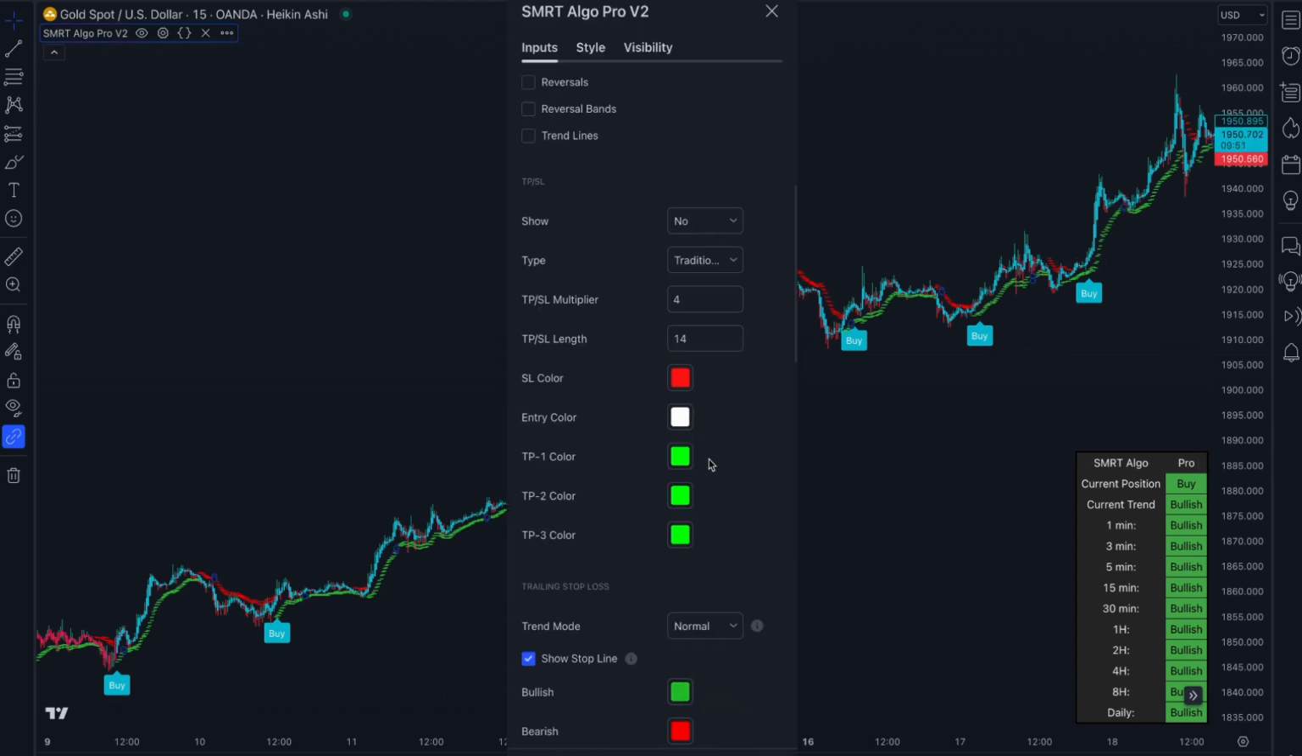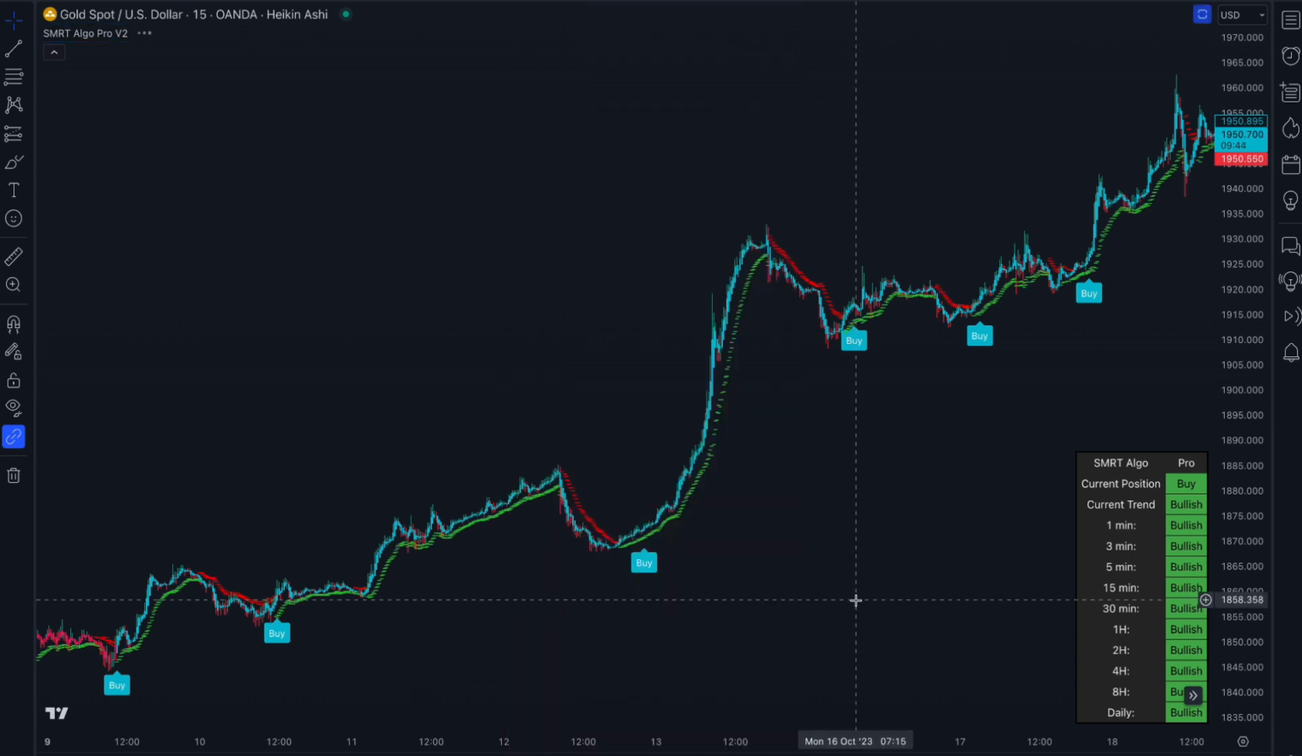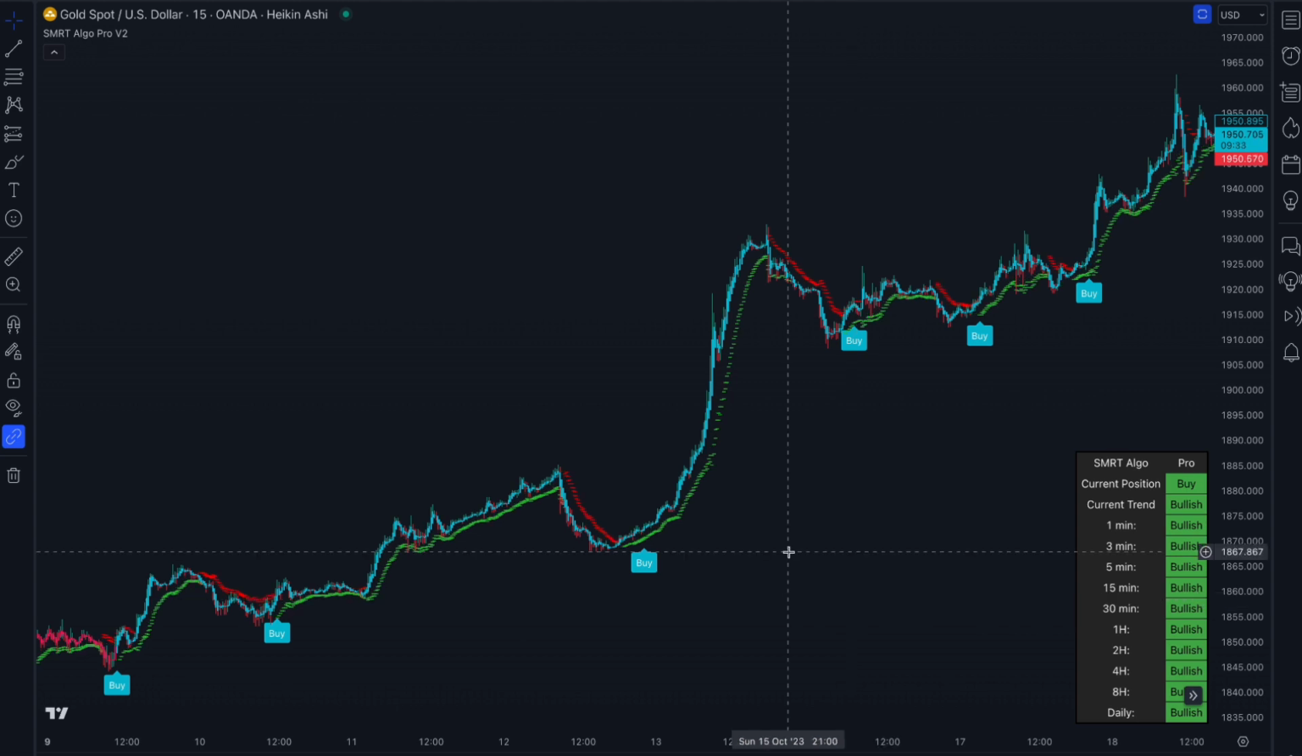You can change the settings of the trailing stop loss. For example, if I want a looser trailing stop, I can select the loose option. And you can see that it has changed slightly, and the trailing stop loss has slightly moved backwards.